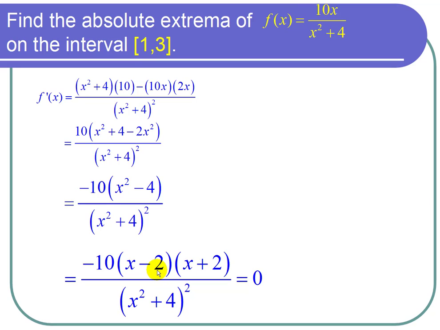But since we're in the interval from 1 to 3, negative 2 is not in that interval, so I just get x equals 2 as my sole critical point in that interval. So now I'm going to draw a table.